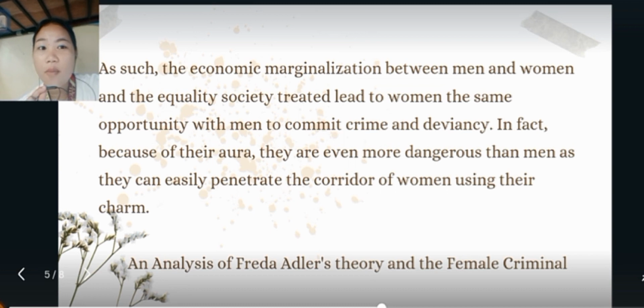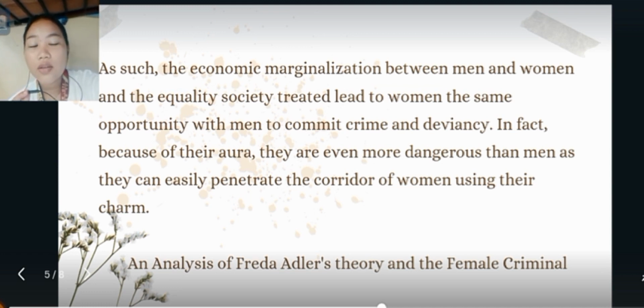As such, the economic marginalization between men and women and the equality society treated led women to the same opportunity as men to commit crime and deviancy. In fact, because of their aura, they are even more dangerous than men as they can easily penetrate the corridors of power using their charm.